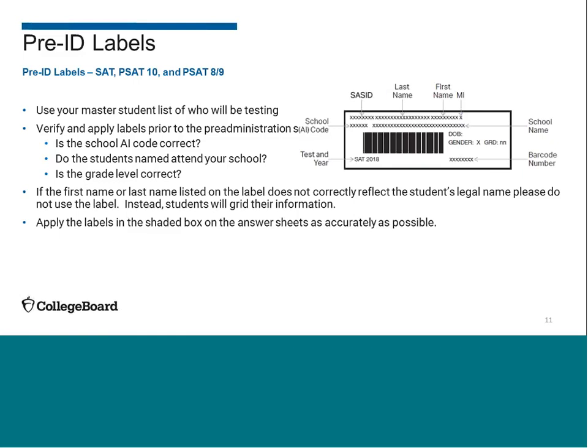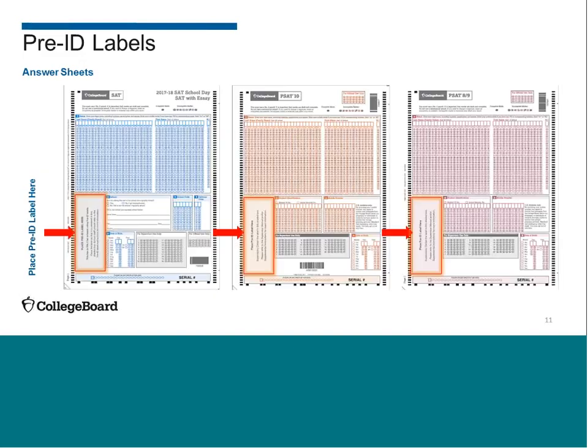The next thing that you will do once you've verified the labels is apply them to the answer sheet. And for this particular activity, we do ask that a member of the school staff apply the labels and not have students apply the labels. So you can see a snapshot here of each of the answer sheets, and the labels will go on the front of the answer sheet. You want to just position them in the box.